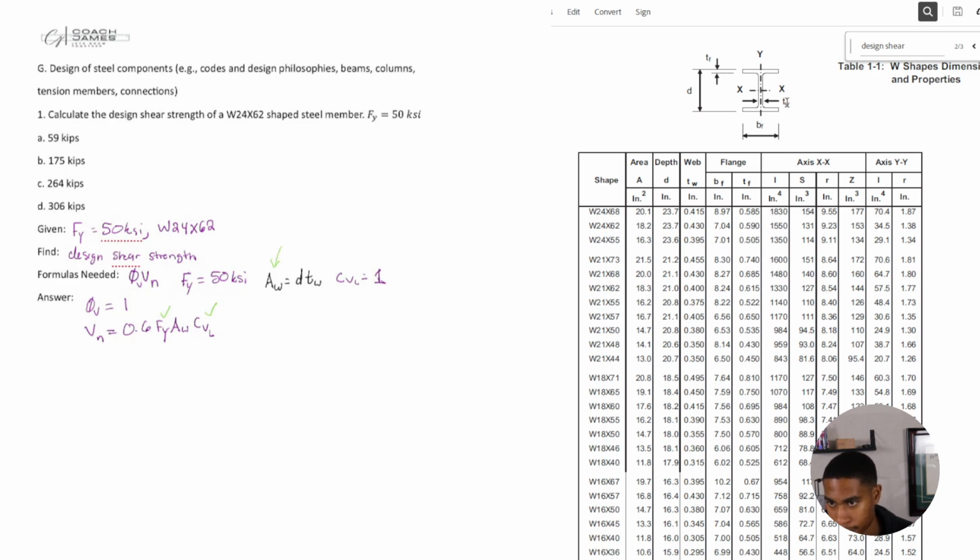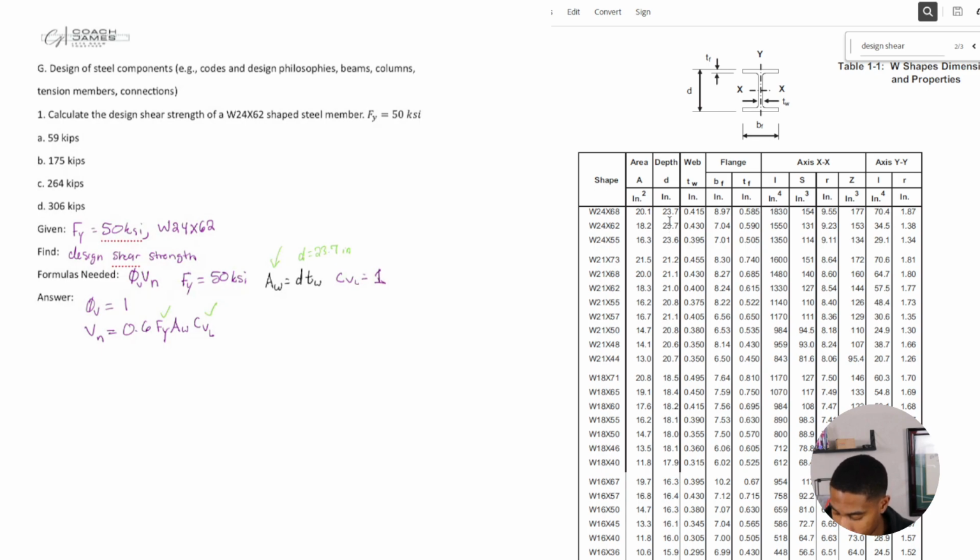And then they give us the web thickness. So they give us D, which is 23.7, right? So I'll just put D is equal to 23.7. Notice this is in inches. That's the depth. And that is here, right? So that reminds me of the height, but hey, that's neither here nor there. D is equal to 23.7.